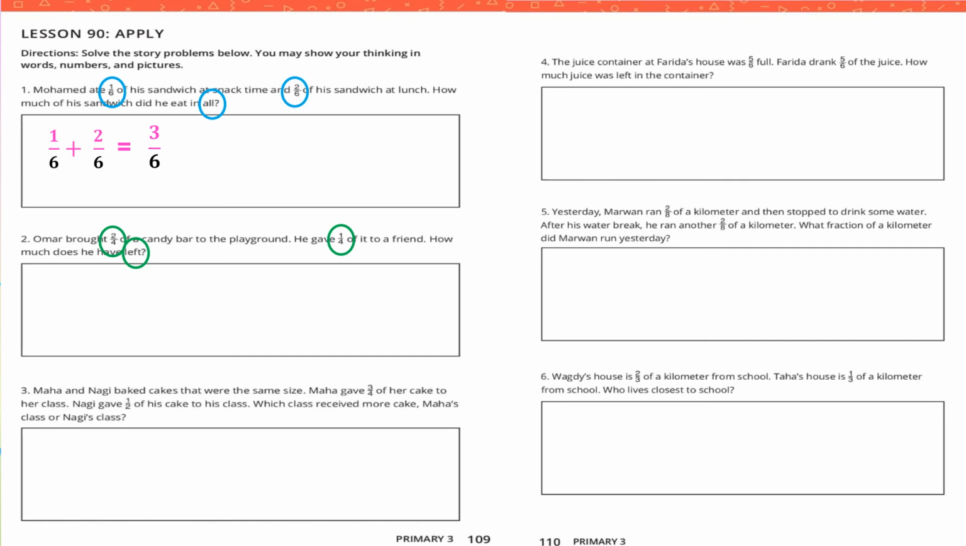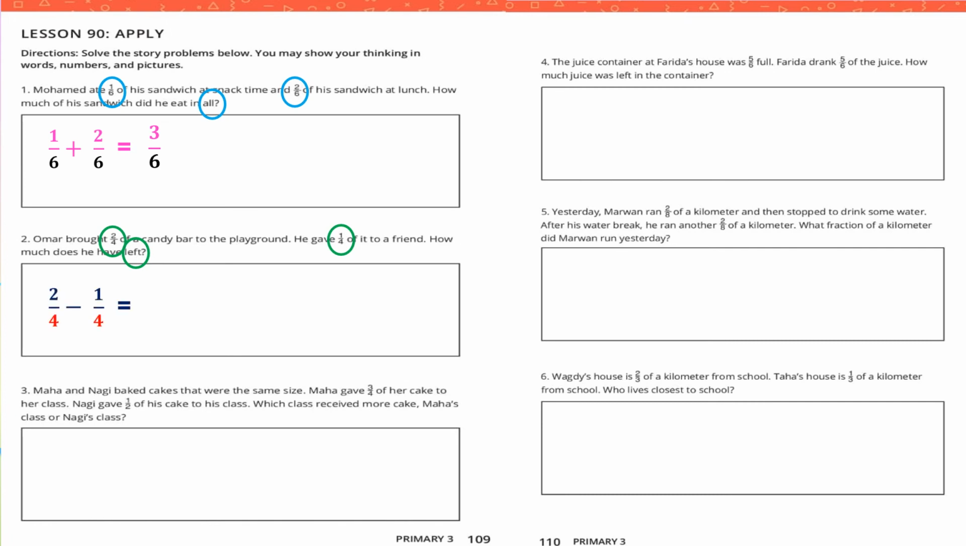Left, it means what? Left, it means minus. So we must write 2 over 4. We must write the biggest fraction first. In a subtraction operation, we must put the biggest fraction first. 2 over 4 minus 1 over 4.